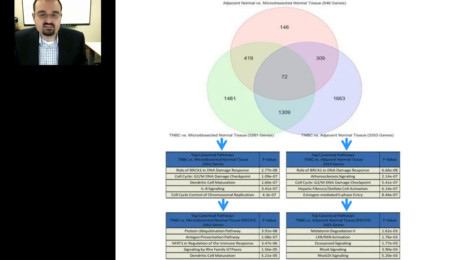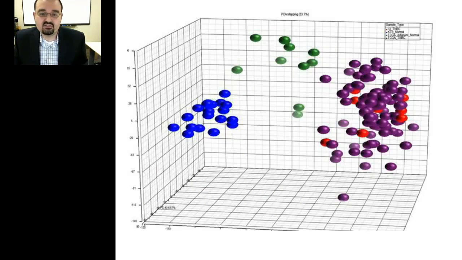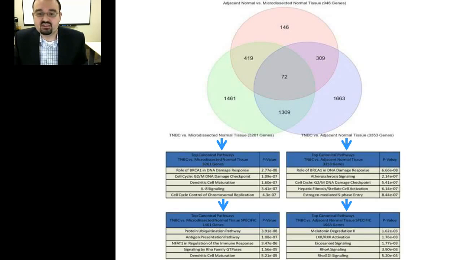One of the analyses that we wanted to take when we developed this data was to get a global idea of what really differentiates these tissue types. So we performed the canonical pathway analysis comparing these groups. In the triple negative versus microdissected normal, we see pathways including role of BRCA1 and DNA damage response. Like I mentioned, DNA damage and BRCA1 are very important in the etiology of triple negative breast cancer, and we also see other cancer-specific pathways like cell cycle and cell cycle control of chromosomal replication. But also, something that we expected was immune pathways like dendritic cell maturation and IL-8 signaling, as it's well known in triple negative that immune infiltration is a major component of this cancer.